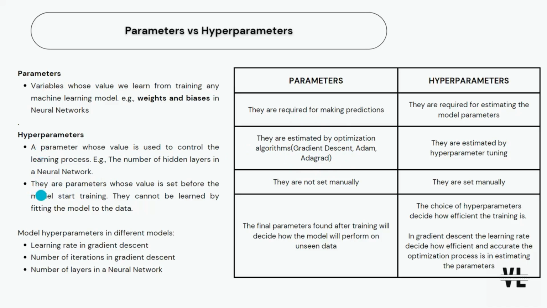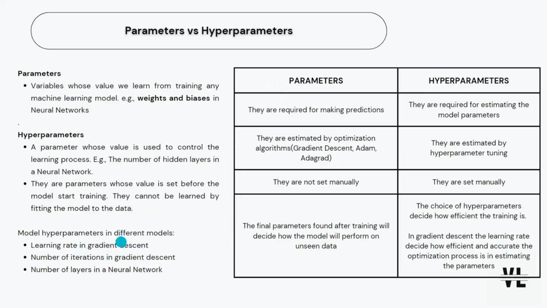And hyperparameters are basically parameters whose value is set before the model starts training. So hyperparameters are already initialized before we start the training procedure. But there might be some optimization algorithms that technically update the hyperparameters as we progress in the training procedure, such as the AdaGrad model. But these are some exceptions, but overall, hyperparameters are initialized before we start the training procedure, and they cannot be learned by fitting the model to the data. So these are not going to be learned as parameters.